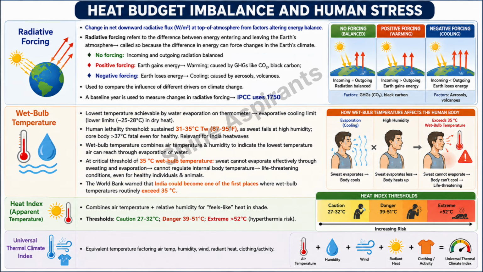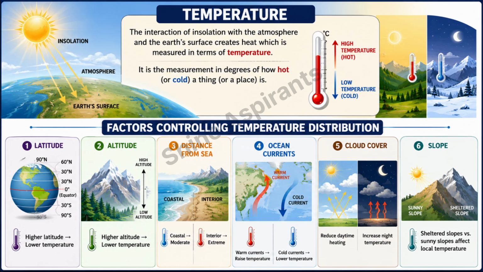Combines air temperature and relative humidity for the feels-like heat in shade. Thresholds: caution 27 to 32 degrees C, danger 39 to 51 degrees C, extreme above 52 degrees Celsius, hyperthermia risk. Universal Thermal Climate Index: equivalent temperature factoring air temperature, humidity, wind, radiant heat, clothing, and activity. Temperature. The interaction of insolation with the atmosphere and the Earth's surface creates heat, which is measured in terms of temperature, the measurement in degrees of how hot or cold a thing or a place is.